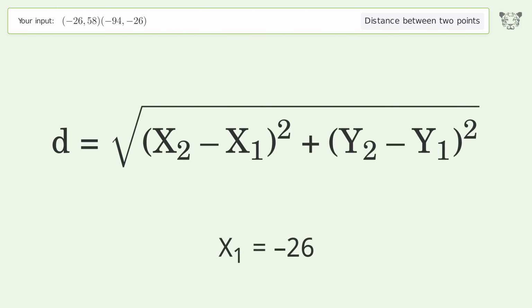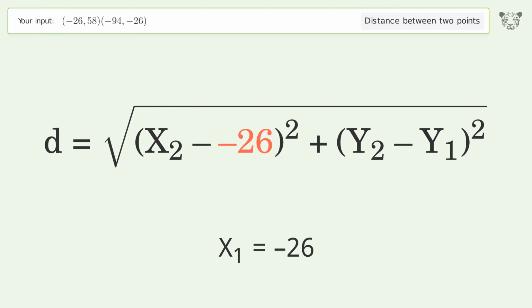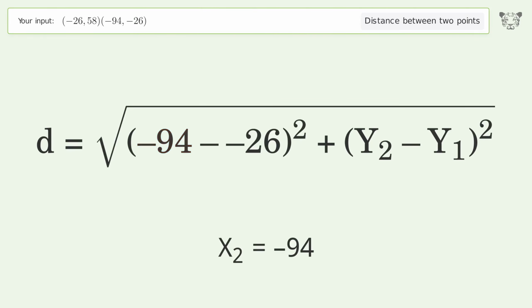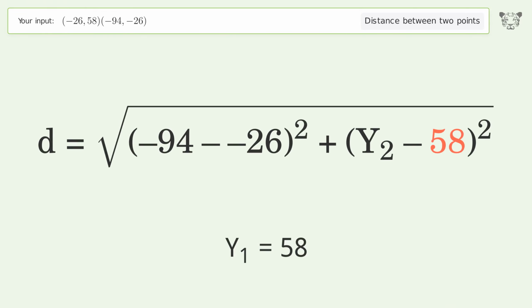x1 equals -26. x2 equals -94. y1 equals 58. y2 equals -26.